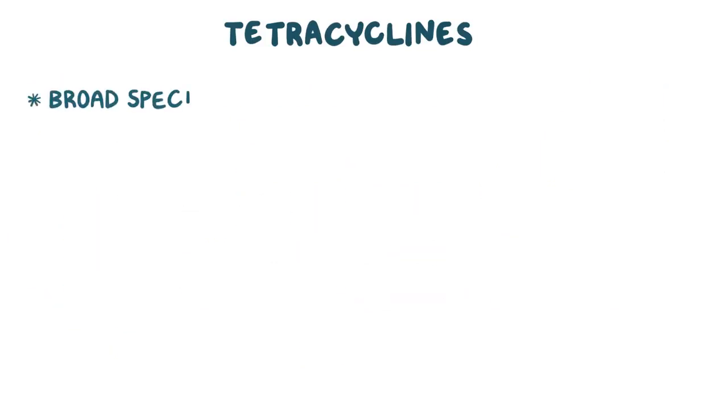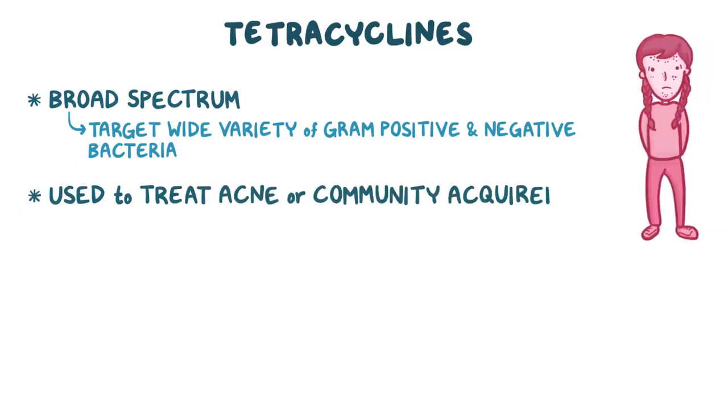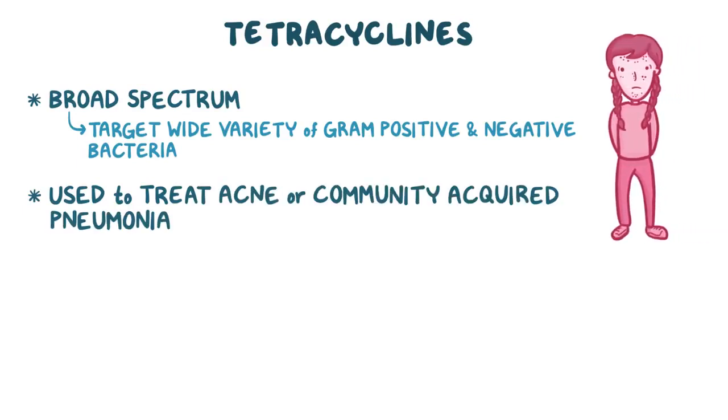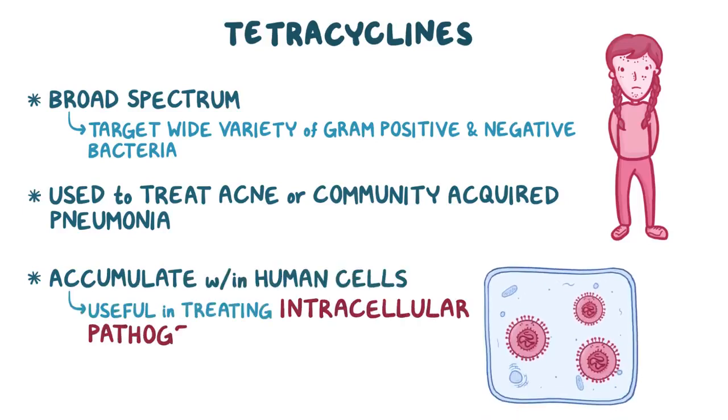Tetracyclines are broad spectrum, meaning they can target a wide variety of gram-positive and gram-negative bacteria. They're often used to treat severe acne or community-acquired pneumonia. Tetracyclines also tend to accumulate within human cells, which makes them useful for treating intracellular pathogens.